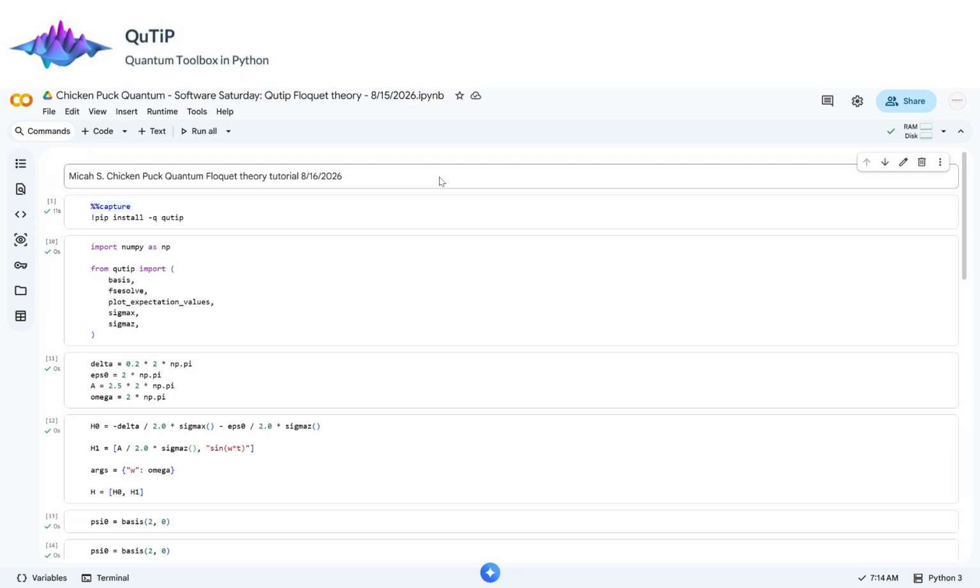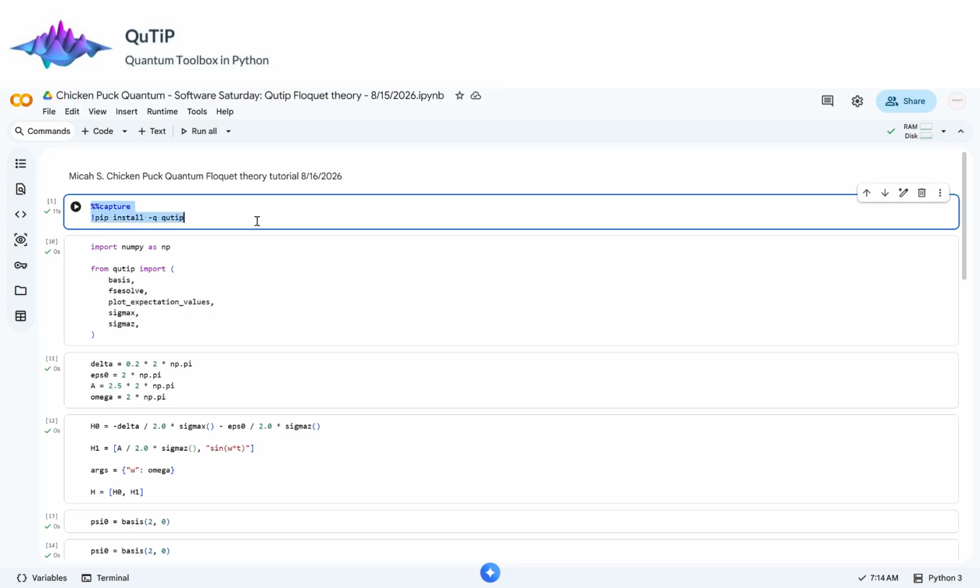Hey everyone, it's Chicken Puck again. So we are on the Google Colab coding system. If you're not familiar with this, it basically allows you to run code in your browser. The first thing I did here was install QuTiP. You can go on the documentation if you want to. I'll leave that link below in the description.